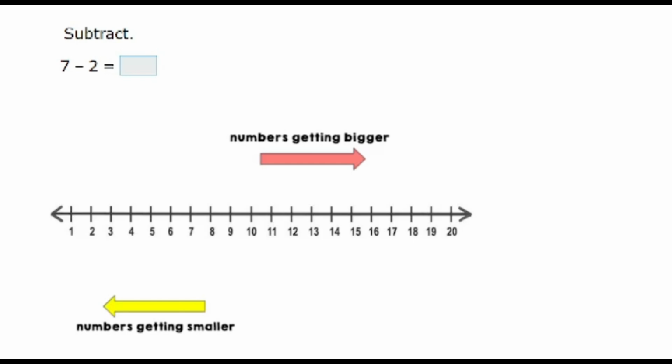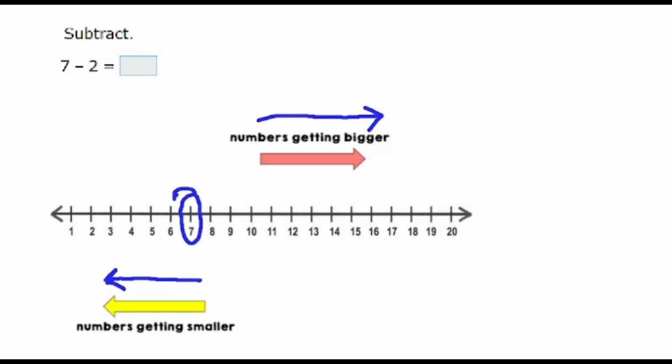and we can start like we did on the other ones for addition. You start at 7, and here's 7, and then for subtraction you would have to go this way. For addition we went this way on the number line. So if you start at 7, if you're subtracting 2, you have to go this way.